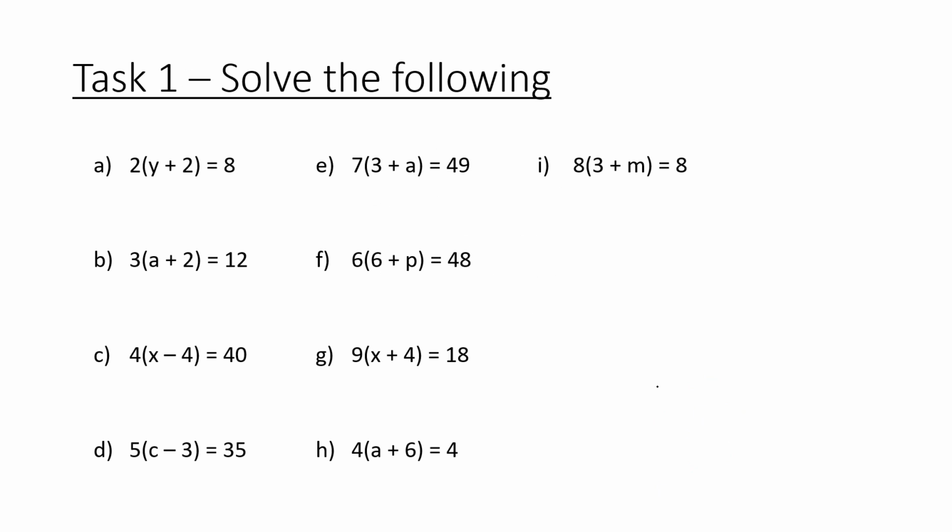Now pause this video and have a go at these questions by solving them and finding out the unknown. Okay, the answers to the following are: question A is y equals 2, B is a equals 2, C x equals 14, D c equals 10, E a equals 4, F p equals 2, G x equals minus 2, H a equals minus 5, and I m equals minus 2.